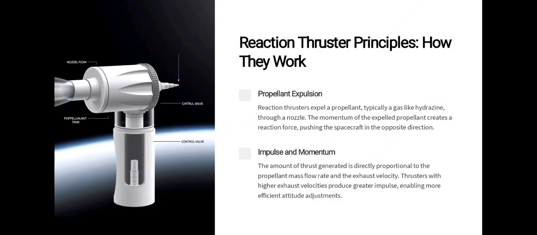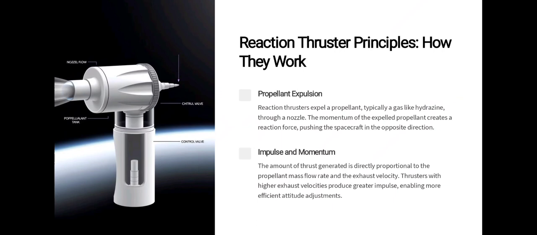Reaction thruster principles. How they work. Propellant expulsion. Reaction thrusters expel a propellant, typically a gas like hydrogen, through a nozzle. The momentum of the expelled propellant creates a reaction force, pushing the spacecraft in the opposite direction.